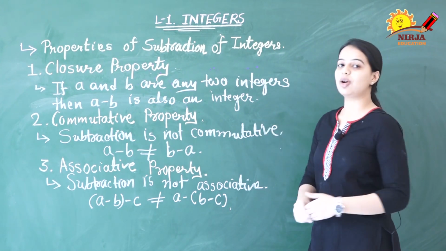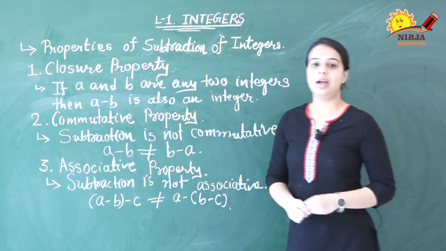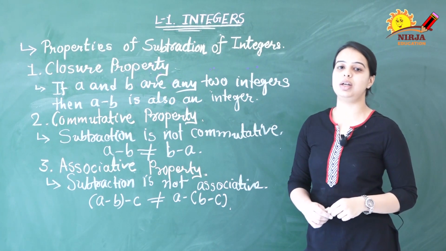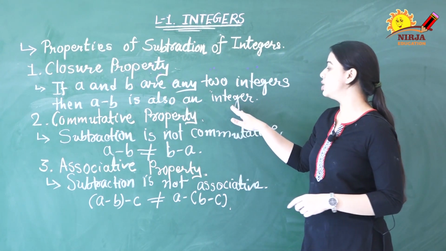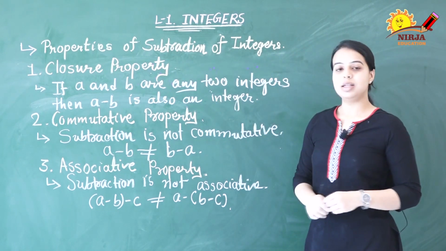So now let's recall it quickly. First one is closure property. And as we have seen, if we are going to subtract any two integers, the result will also be an integer, and this is your closure property for subtraction.